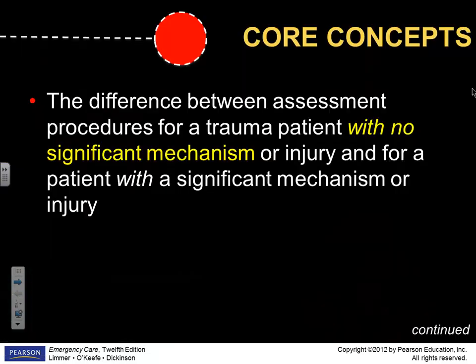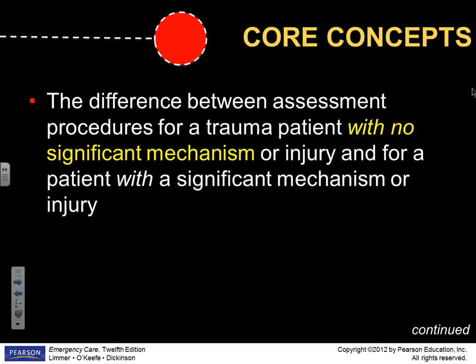So let's get started on our trauma assessment. We're going to be looking at the difference between the assessment procedures with a patient with no significant mechanism of injury. Remember we talked about the difference in what a significant mechanism of injury is? What would be an example of a significant mechanism of injury? Car crash. Yeah, bad car crash, where it's very high speed. What else would be an example? Falling from a height. Yeah, fall from a height, certainly.